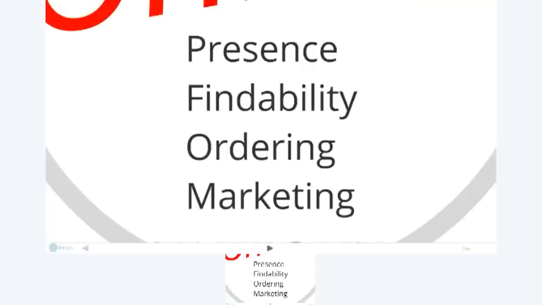So having an online presence with a menu, information about the restaurant, pictures and all that is very, very important. And that's what we provide. So if a restaurant doesn't have it, by using Takeout Online, they automatically get that presence. Findability is another key thing.